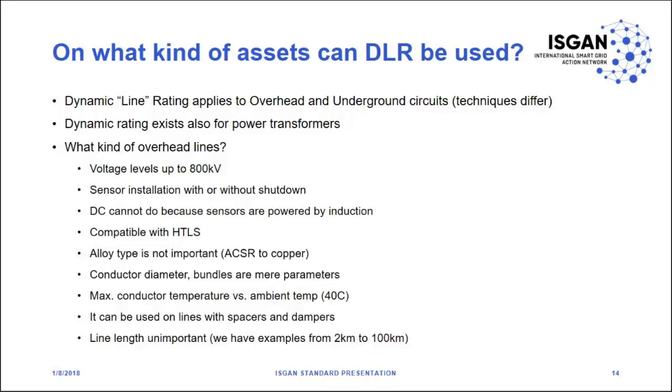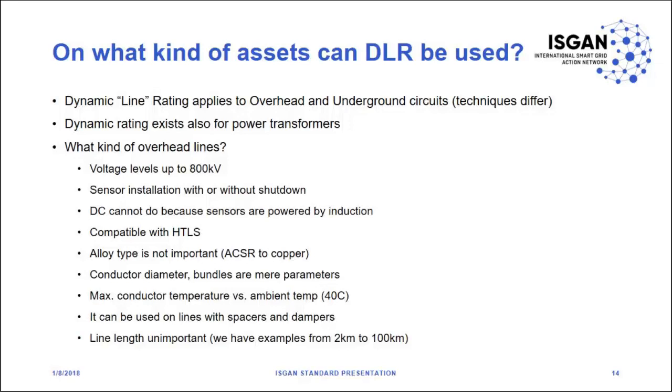DC circuits have not seen any dynamic line rating so far, because the sensors are powered by induction, and these lines, DC circuits, are only for EHV. So live installation is quite expensive, and so would be de-installation to change the batteries or to do some actions on the sensor. So for the moment, there is no DLR on DC lines. You can do a DLR with HTLS, high temperature, low sag conductors, if only to check that the sag is really as low as the manufacturer will say.